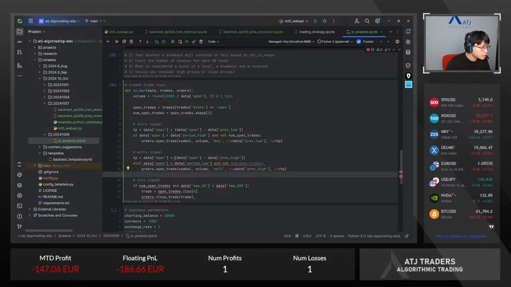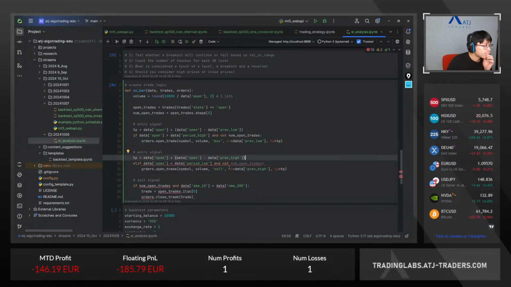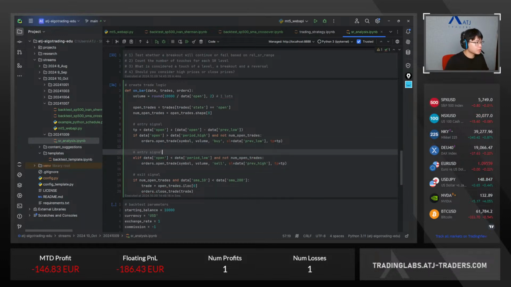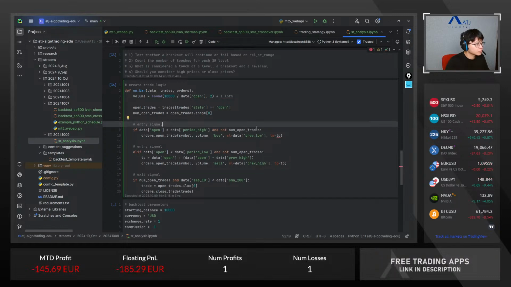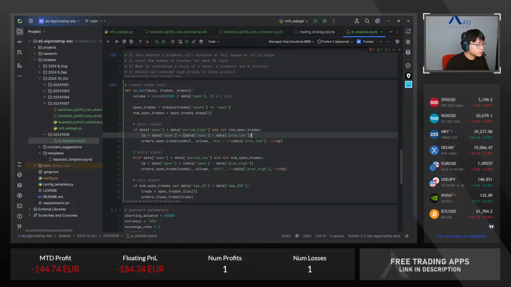Data open plus, of course. The problem is that I wrote it in that block, but I should have put it down here, in this indent here.